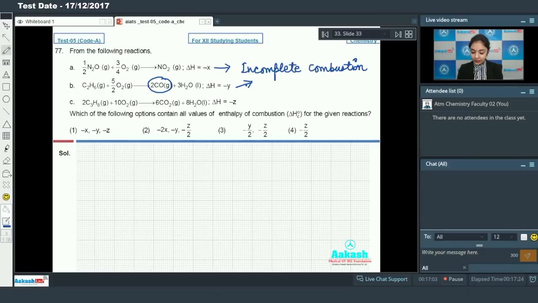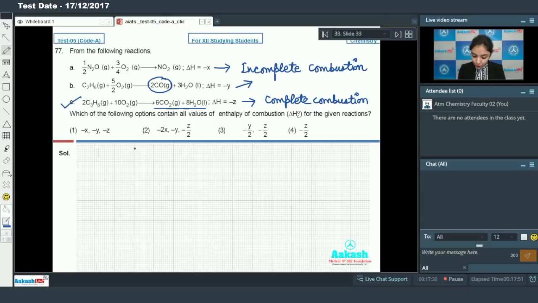अब हम third case में देखते हैं. In the third case, the products are CO2 and water. So this is the case for complete combustion. So we can say that the third reaction is an example for complete combustion. So now we have identified that only the third reaction is undergoing the complete combustion. So we can only calculate the enthalpy of combustion from the third reaction.